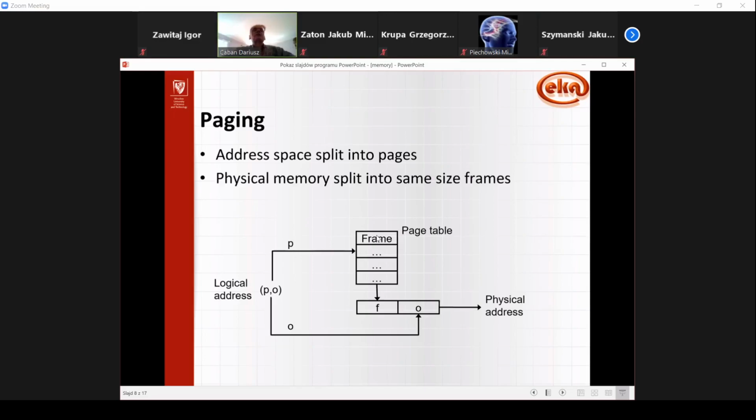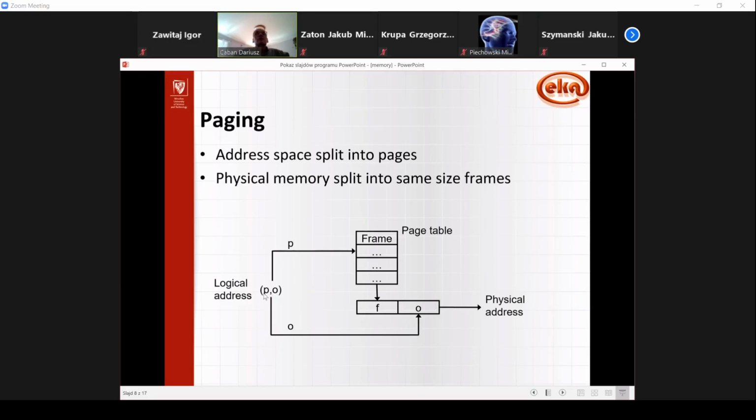So the whole of the physical memory is divided into frames. Okay, so the physical memory is cut into frames. Inside the page table, we have the number of the frame corresponding to each logical page address. So the logical address is the page number and offset, and this page number, using the page table, is translated into a frame number, and the offset is exactly the same.